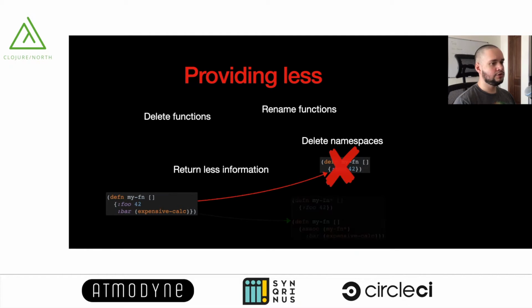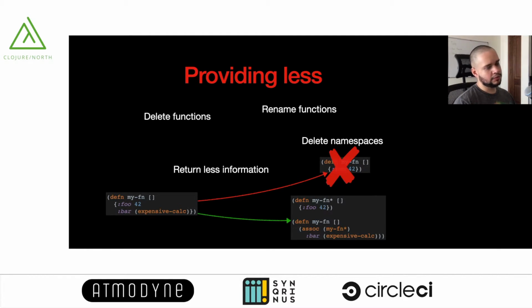A thing that you can do to avoid this problem is to create a new function that does the simpler stuff and keep the old function using this new function. This way you don't break the interface, and you can change all the callers that only need foo to myFN asterisk, and nothing will break and it will work.